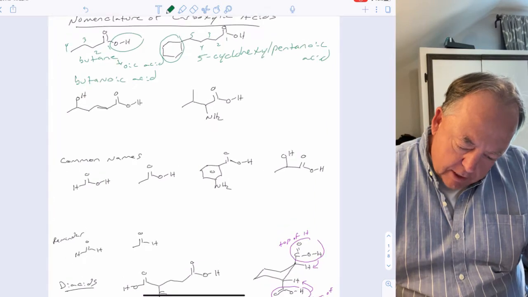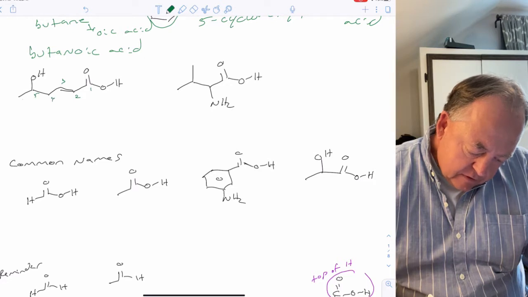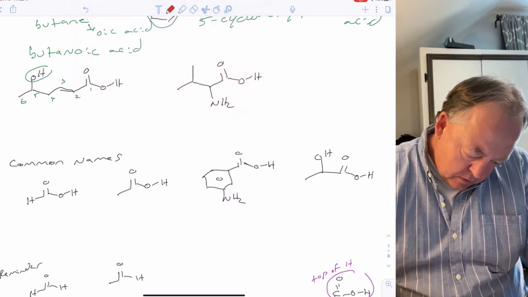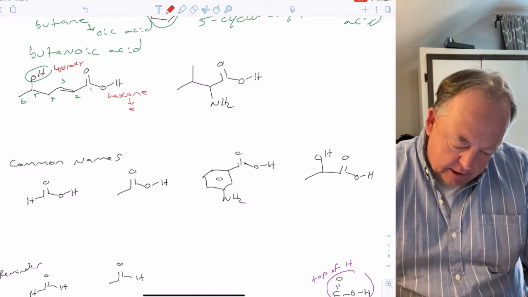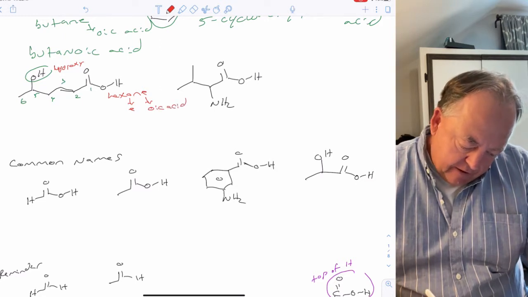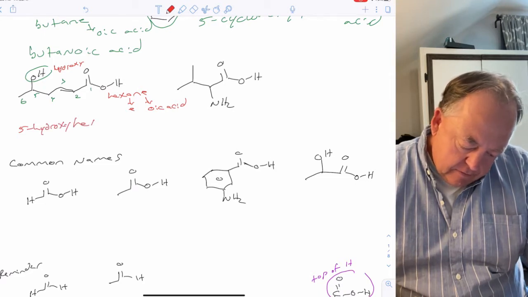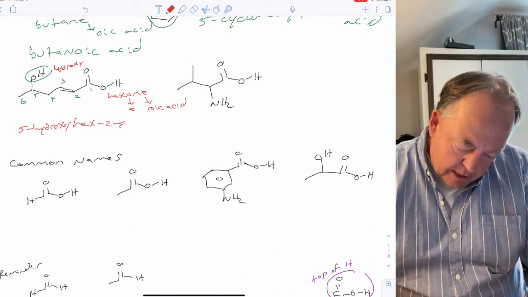Okay, a little bit more complex for this next one. 1, 2, 3, 4, 5, 6. The OH doesn't have priority, so you call it hydroxy. Again, 6 carbons, so that would be hexane. To take care of the carbon-carbon double bond, you change that A to E. And to take care of the carboxylic acid, you change the E to oic acid. So this would be 5-hydroxy, and then hex, and the carbon-carbon double bond starts at carbon number 2, so put the 2 right before the E, so 2-en, and then oic acid.